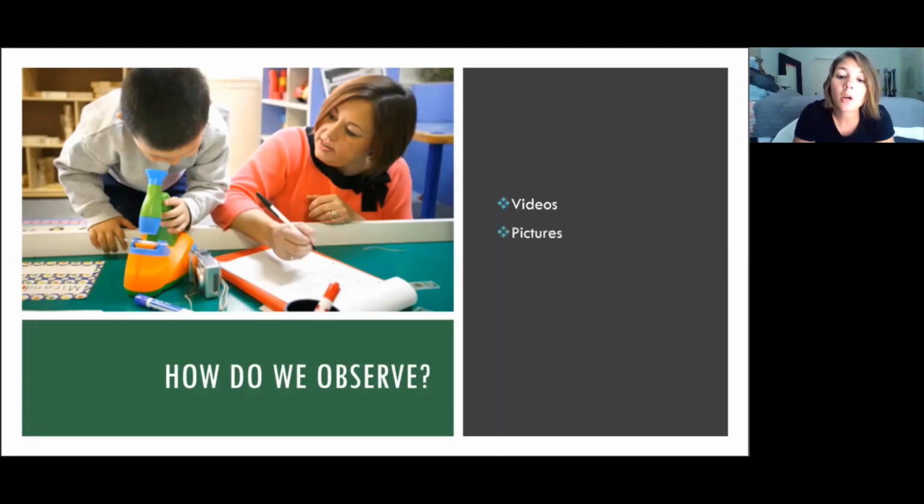Okay, another form are pictures. And they're great for capturing quick moments that can jog your memory later, and they're useful for when you want to display documentation in the classroom in the hallway to share what your children are learning.